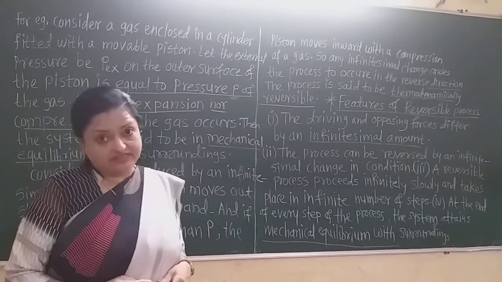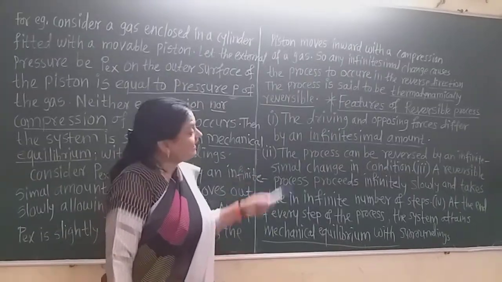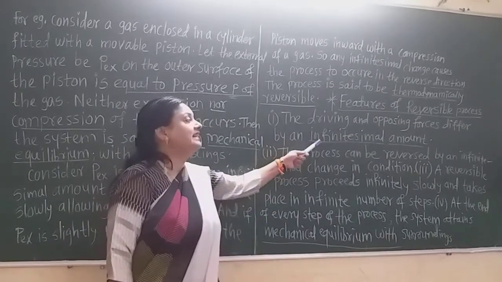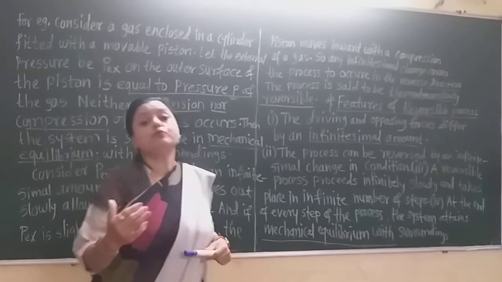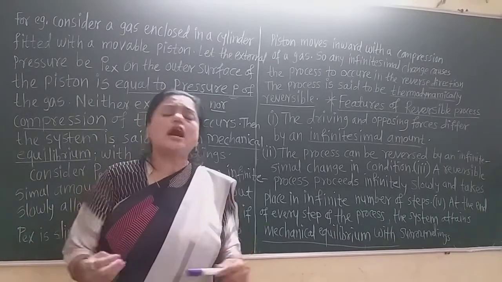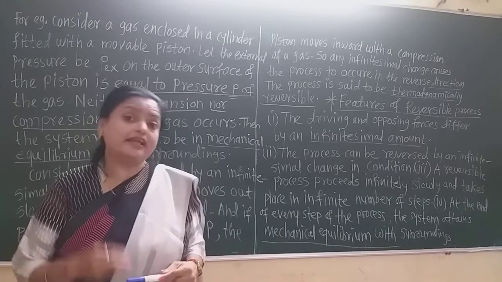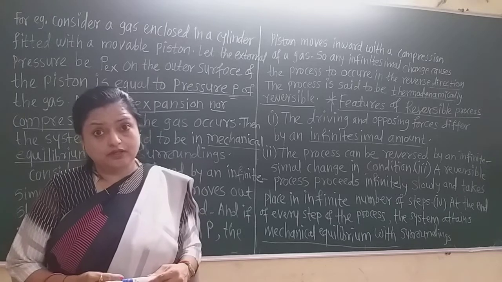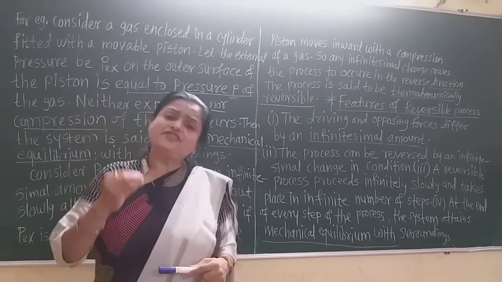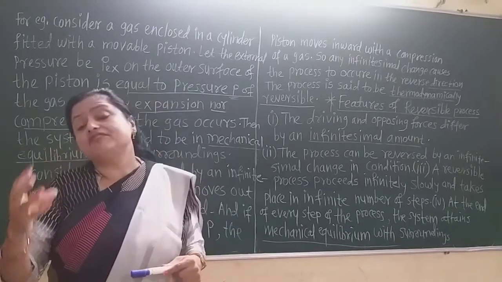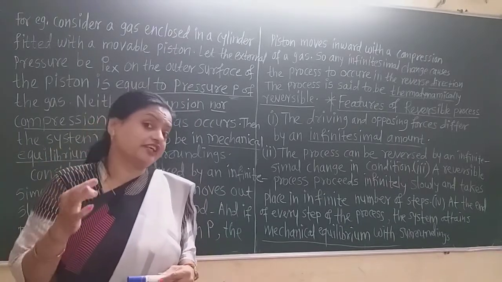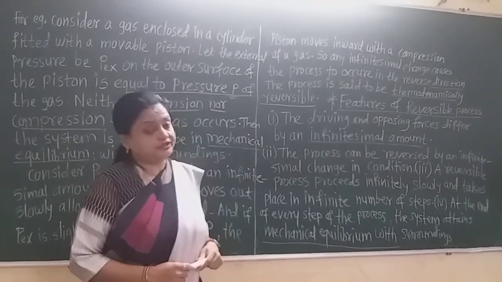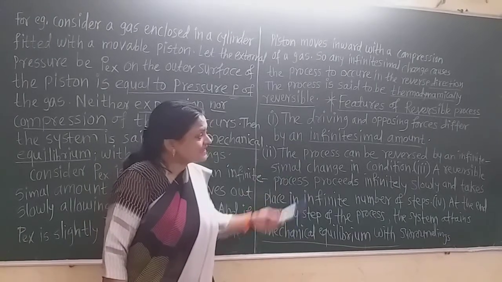Now, the features of the reversible process. The first feature is that the driving and opposing forces differ by an infinitesimal amount. That means the driving force and the opposing force differ only by a very slight amount. They are nearly equal. This is the first characteristic feature of a reversible process.